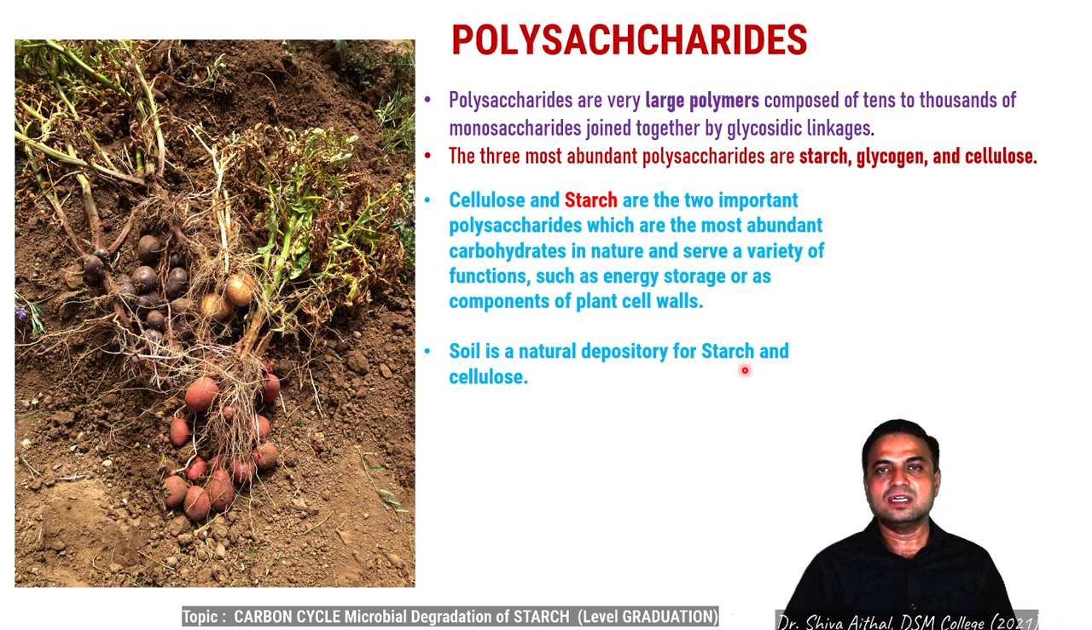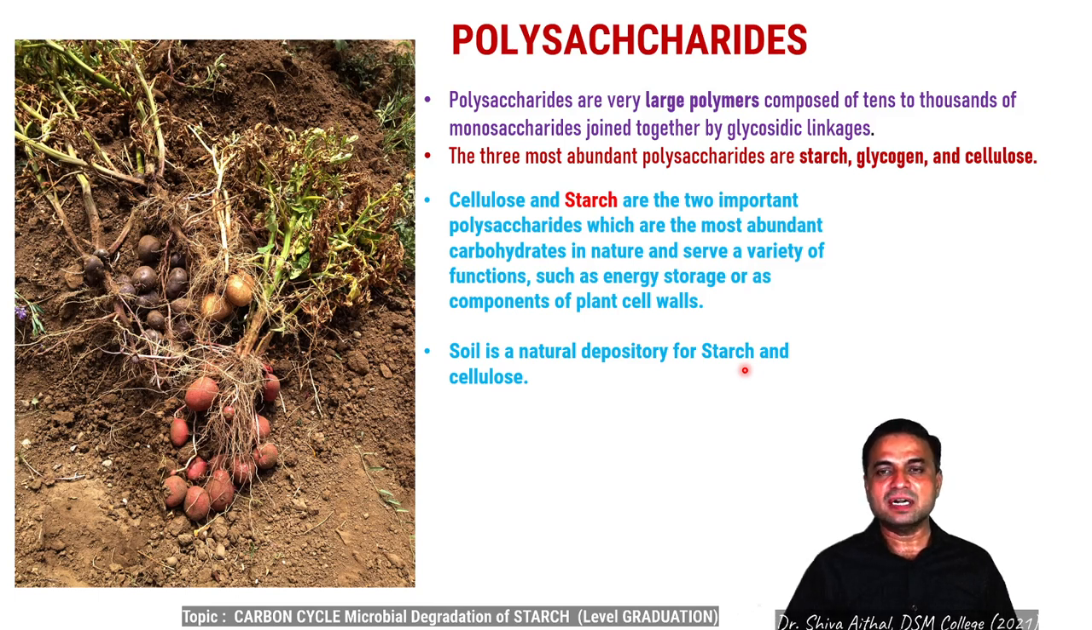As you can see here in the picture, the tuber, potatoes, radish, all types of tuber, beetroot, they accumulate the carbonaceous compound in the form of starch. We will call it a polysaccharide because it is a multi-chain of glucose. Polysaccharides are large polymers, as we saw in the last lecture, composed of tens to thousands of monosaccharides joined together by glycosidic linkages.